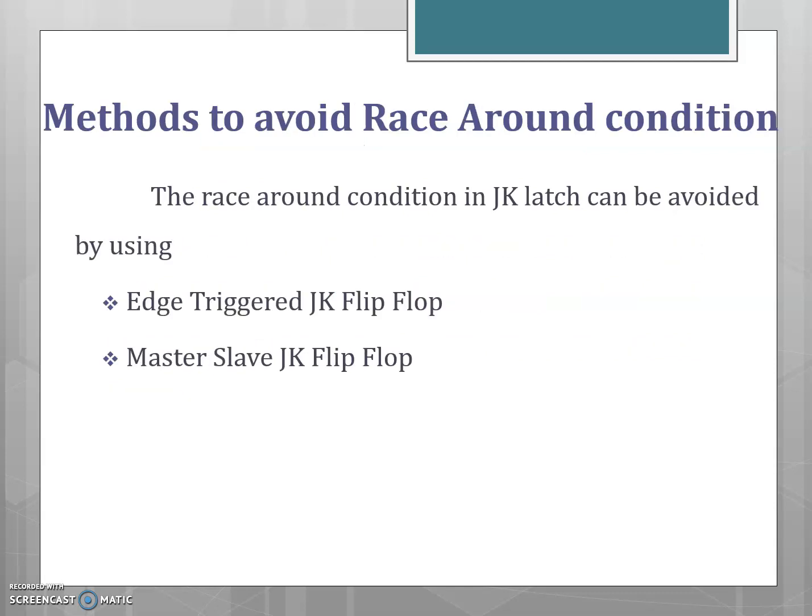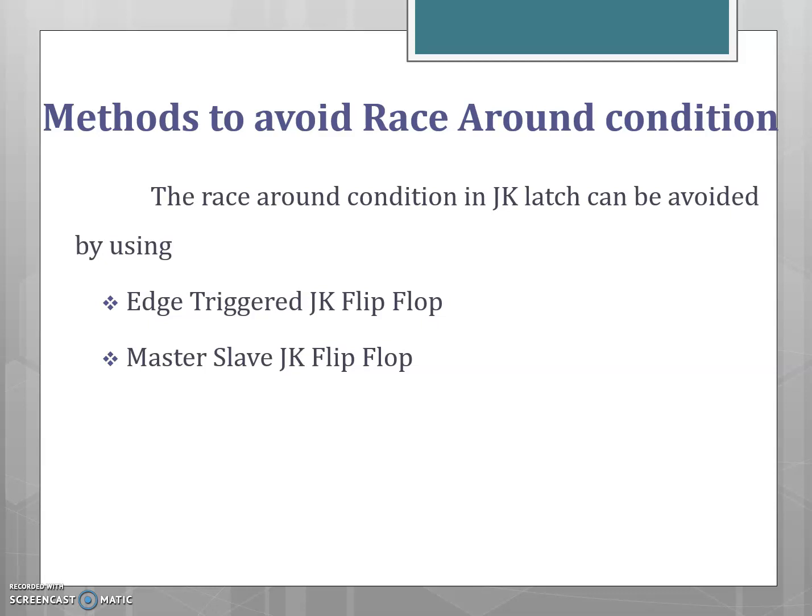So this race around condition can be avoided by using two methods. The first method is to use an edge triggered JK flip-flop. In the edge triggered JK flip-flop, the enable input is replaced by the clock signal which controls the circuit either at the positive edge or during the negative edge. Since the clock is active only during the short duration of the edge, the toggling will be avoided and hence the race around condition is avoided.